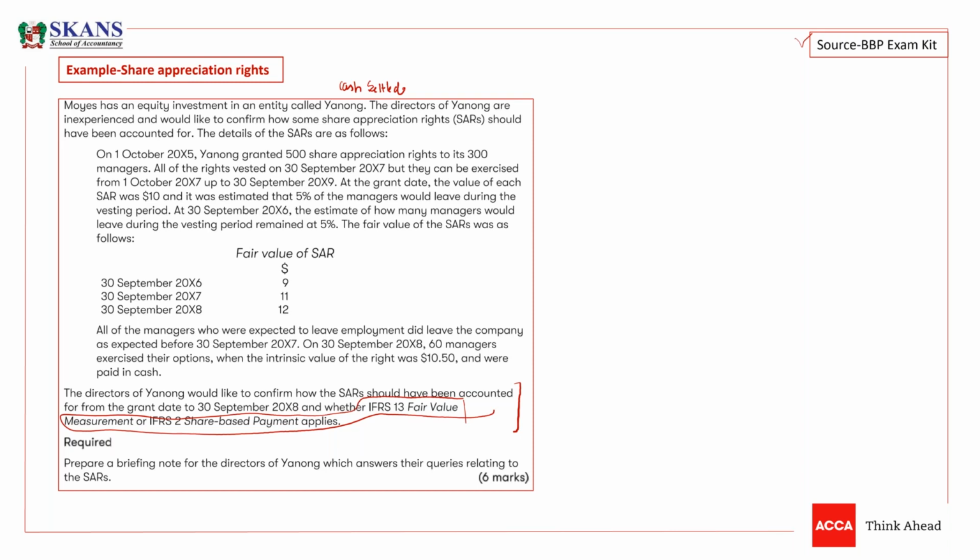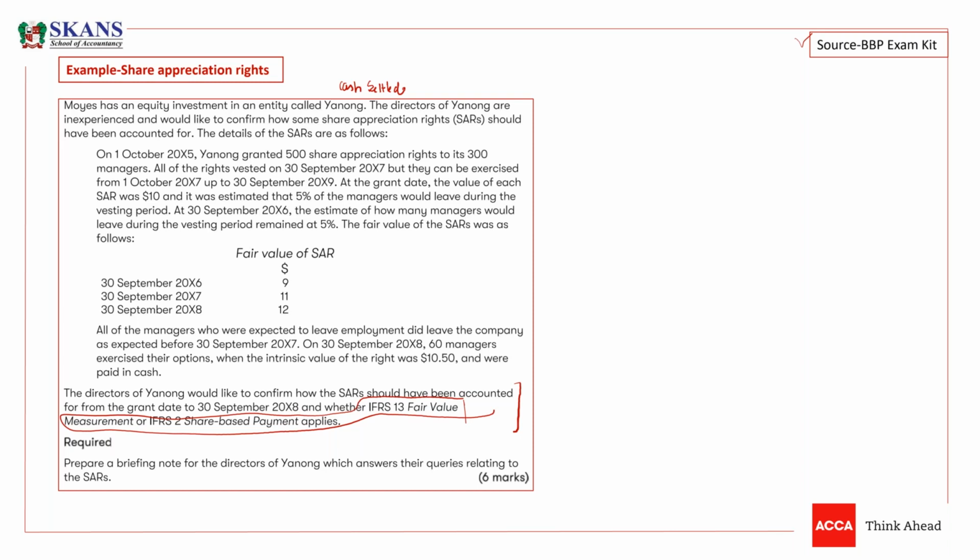So 300 managers are there, 500 share appreciation rights to each manager. All the rights vested on 30th September X7, but they can be exercised from 1st October X7 to 30th September X9. They can be exercised in X7, X8, X9, but they will vest at 30th September X7.